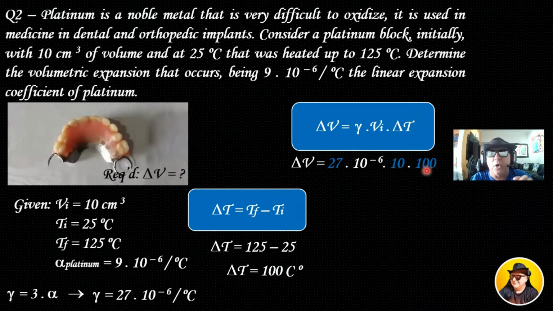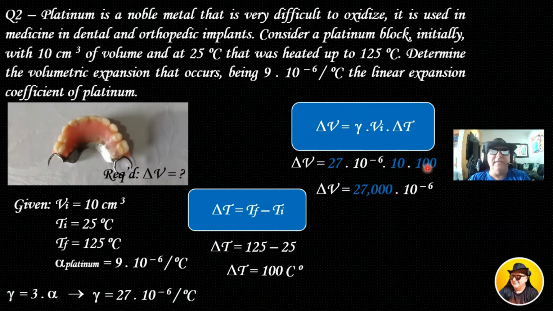So pay attention that the colors are different. 27, 10, and 100 are in blue. Why? Because I'm going to multiply them only right now. So 27 times 10 and times 100 is 27,000. Now we are going to multiply 27,000 by 10 to minus 6.